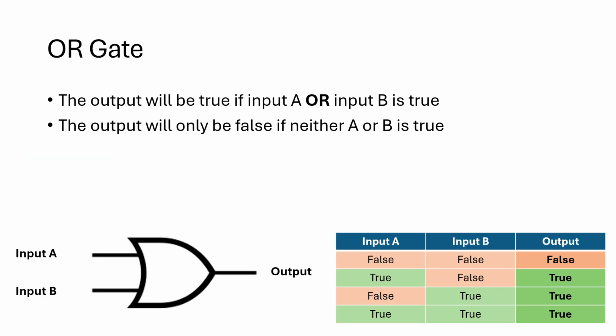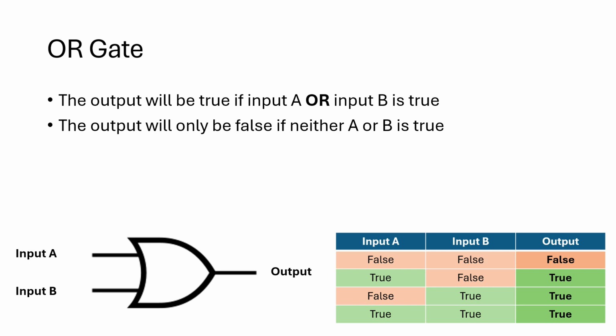Let's have a quick look then at the OR gate. Now the OR gate is very similar to the AND gate with the exception of the OR. So input A and input B, and then we have one output. Now we're going to swap that AND question for the OR question. So is input A or input B true? If either of those are true, then the output will be true.